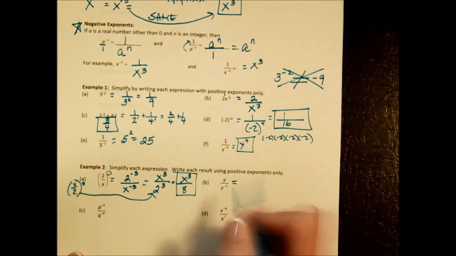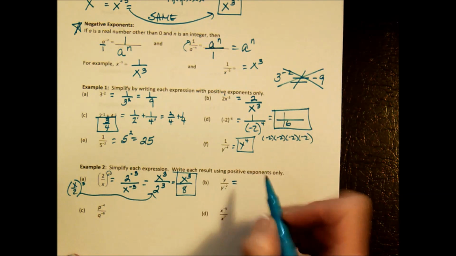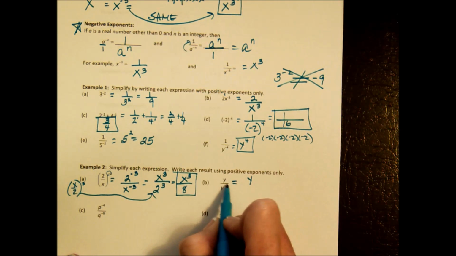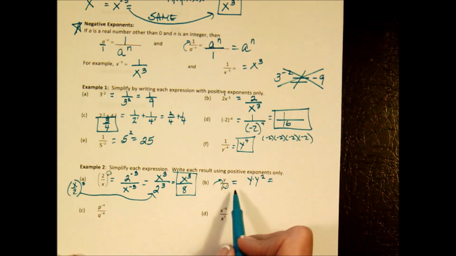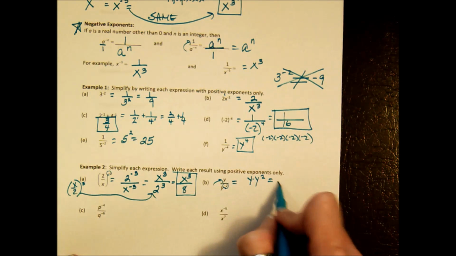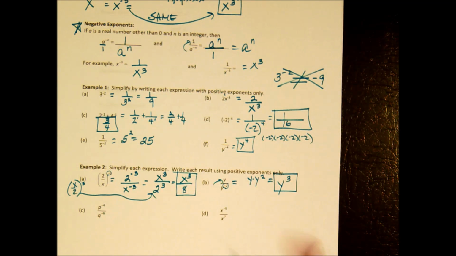Here, be careful. This is the only one that's negative. This one is positive. It stays where it is. This negative one right here comes up and joins that one. And now what do I do? I now apply the product rule. So I end up with y cubed. So you really have to know how these rules work.